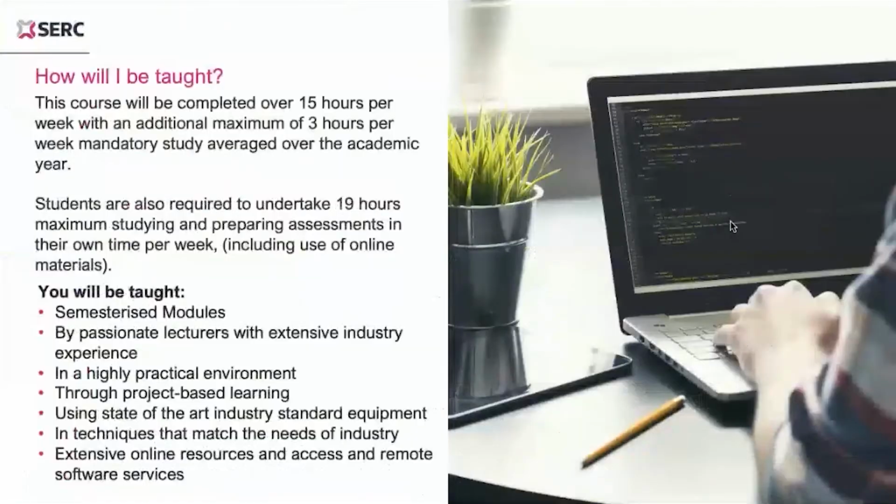So how will I be taught? Normally the course will be around 15 hours per week with an additional maximum of 3 hours mandatory study over the academic year. And then outside of class time, you'd be expected to undertake a maximum of around 19 hours per week. Now that's preparing things like assessments and reviewing online material and maybe doing some self-directed study for modules outside of the classroom.